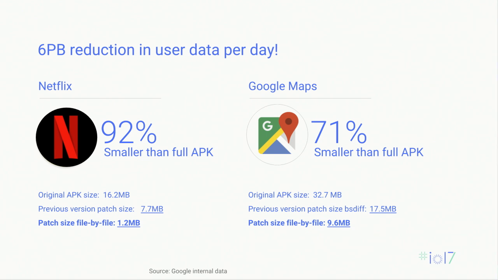So with these 2 changes, we've dropped our data usage by 7.5 petabytes per day. To put that in context, that's roughly equivalent to 100 years of HD TV video every single day. If that doesn't give you an idea of the scale of Android in play, really cool.